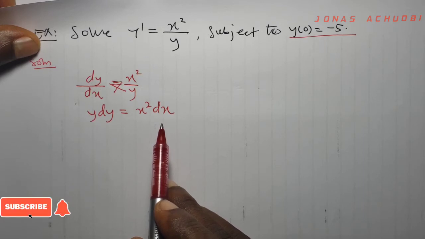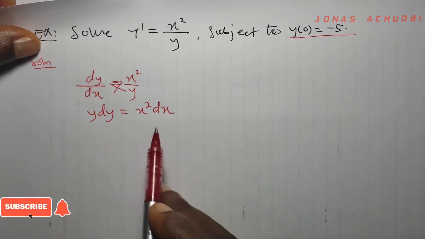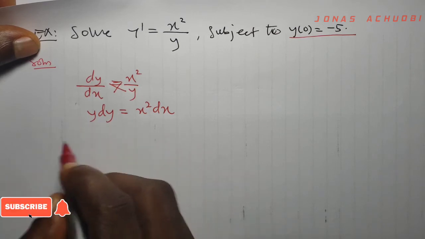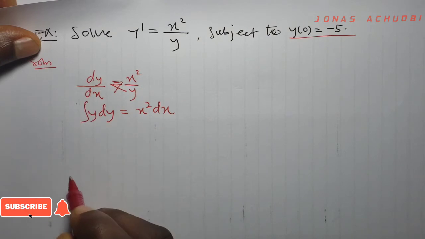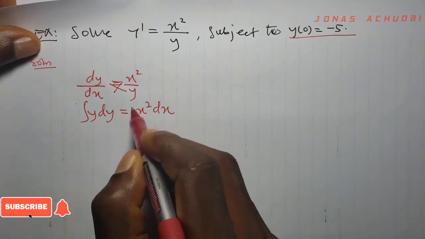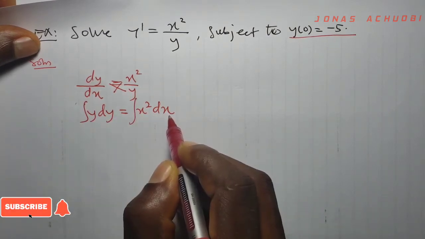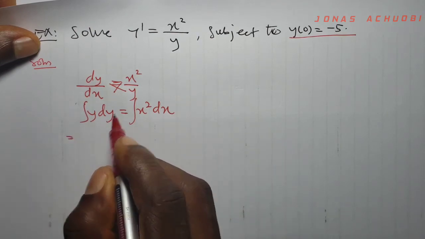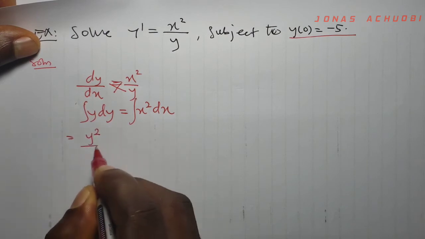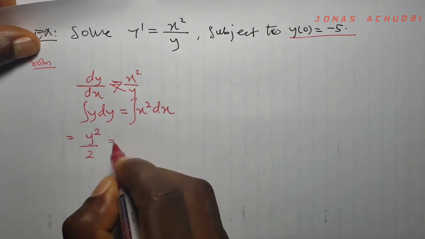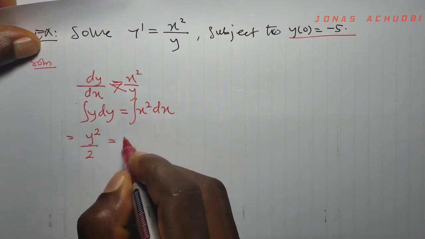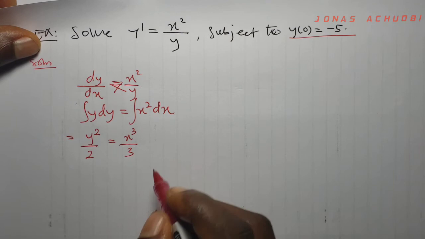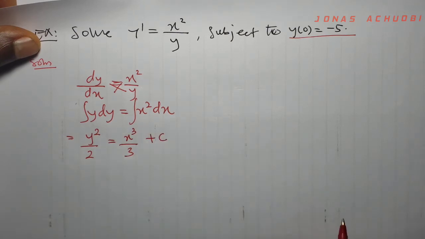Now we proceed to find the solution to this first order differential equation. To get y, we integrate both sides. We integrate the left hand side with respect to y and the right hand side with respect to x. If we integrate y with respect to y, we get y squared over 2, and if we integrate x squared with respect to x, we get x cubed over 3. Since we are done with our integration, we introduce our constant of integration, C.